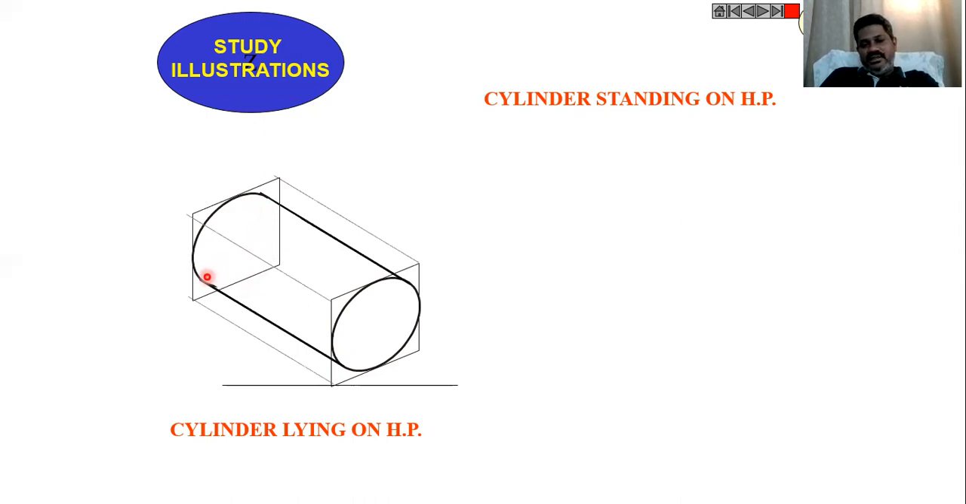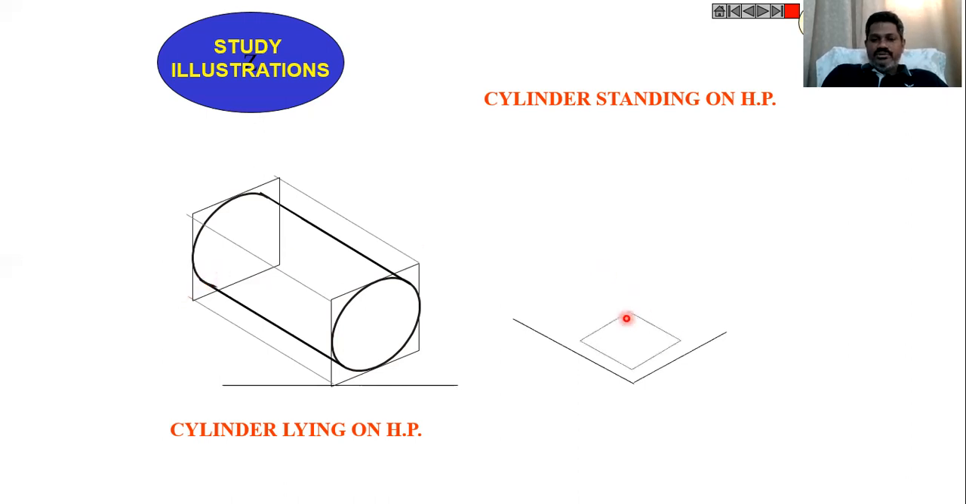Then let me draw one where a base is lying, one base surface, either the top or bottom face, lies on the horizontal plane. In that case, let us draw the isometric view of the cylinder.